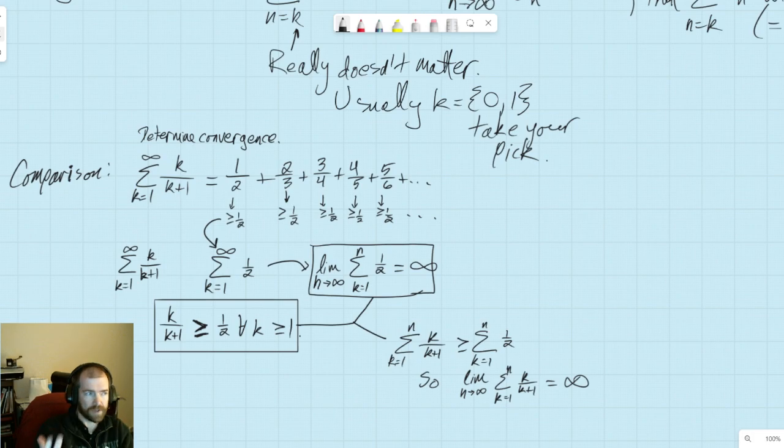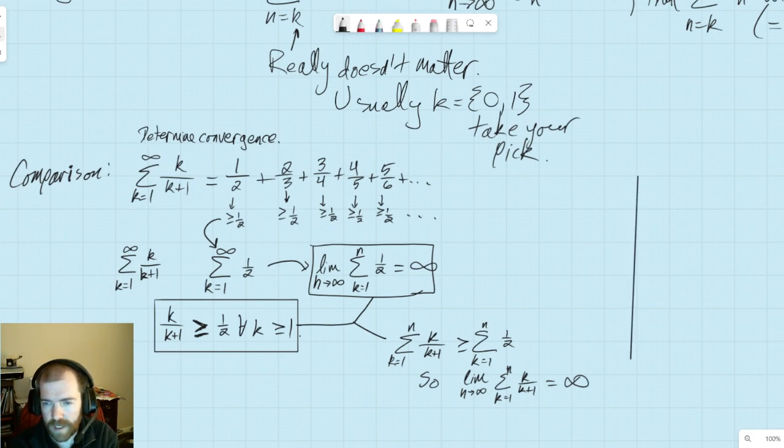Also, why does this work? Well, there are a few different reasons. In general, with a comparison test, what we're going to be doing is we're going to look at taking a particular function.